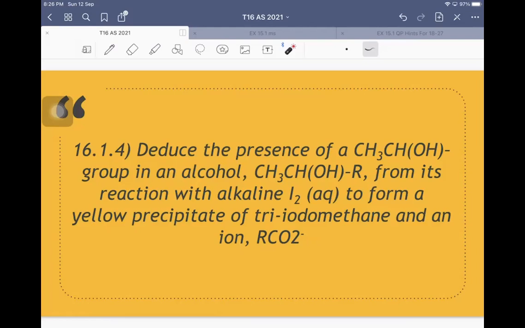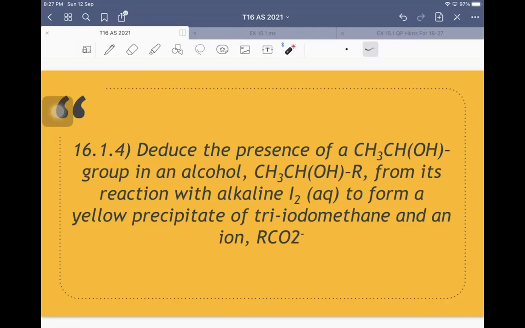Right, deduce the presence of a CH3CHOH group in an alcohol. So this is a specific part of the alcohol that can react in this reaction. This CH3CHOH can react with alkaline iodine to form a yellow precipitate of triiodomethane and an ion RCO2 minus. I'll talk about this RCO2 minus ion when we look at the reaction later on.